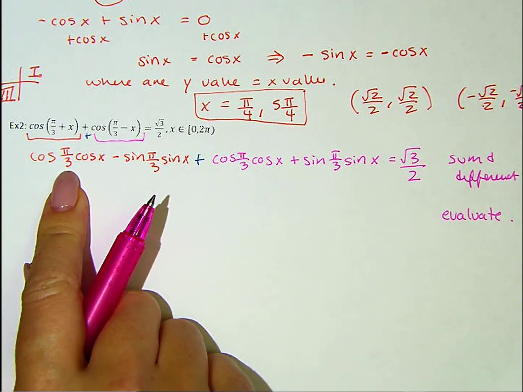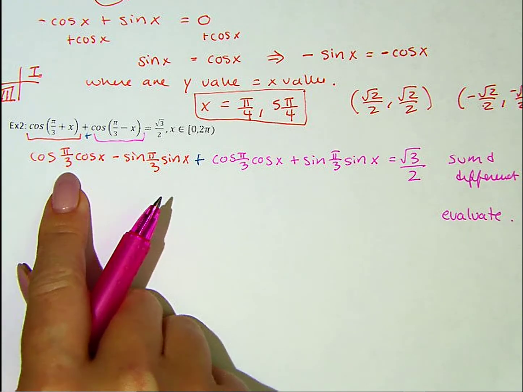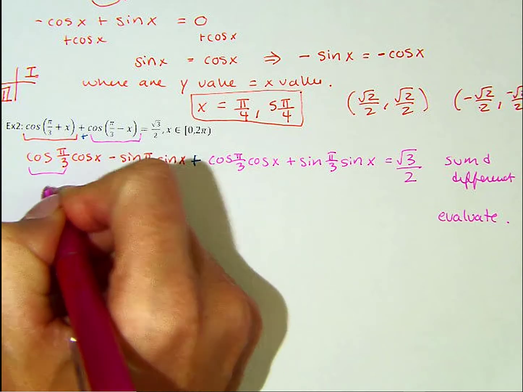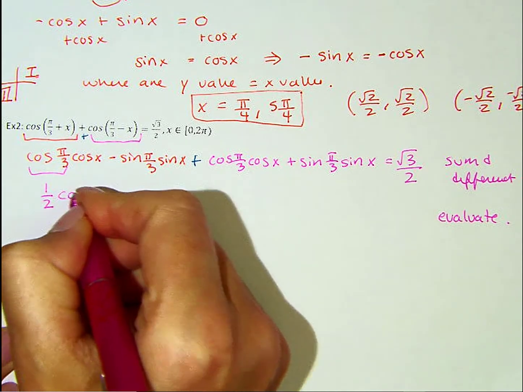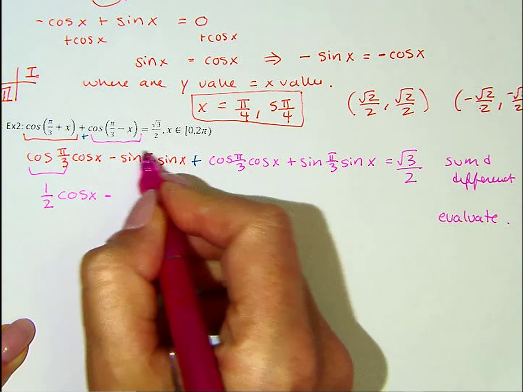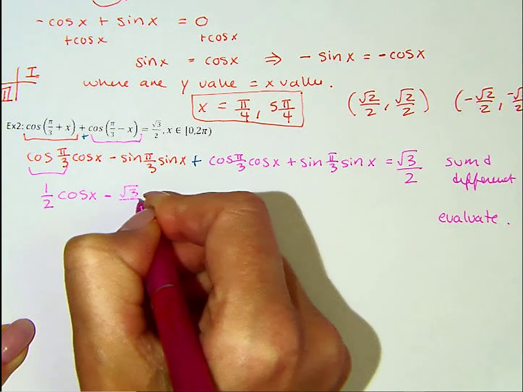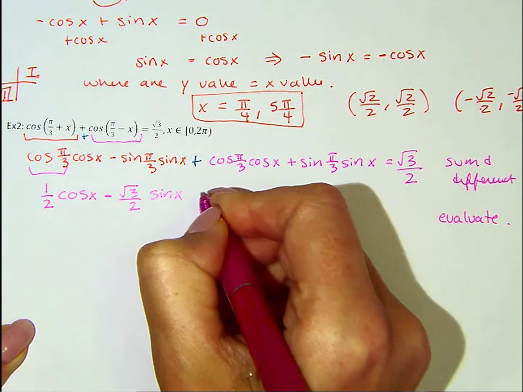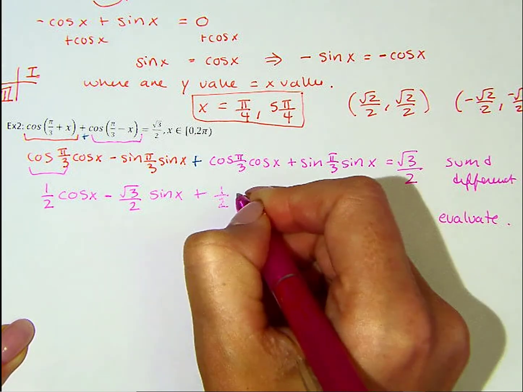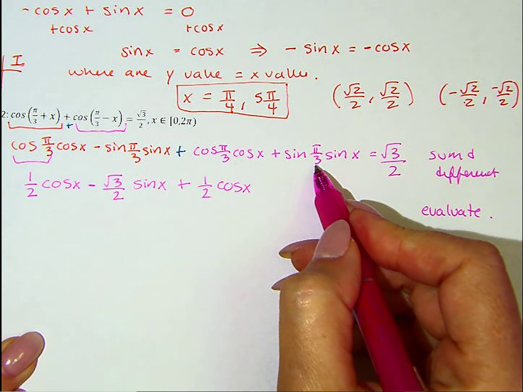And I'm going to evaluate what is cosine of pi over 3. So what is the x value at pi over 3? So I go to my unit circle, and it is 1/2. Cosine x, I don't have an angle, so I just carry that down, minus what is the y value at pi over 3? What is the x value at pi over 3? What is the y value at pi over 3?